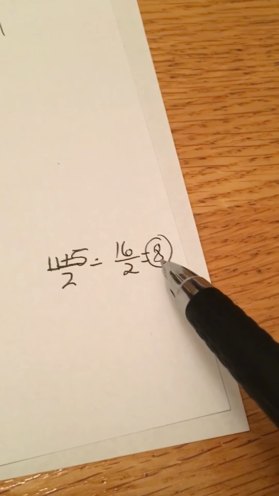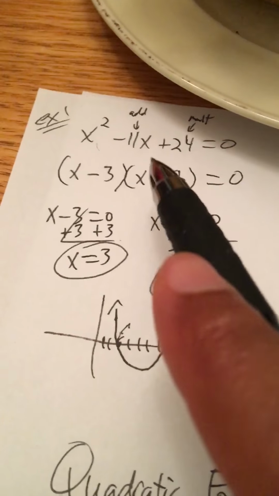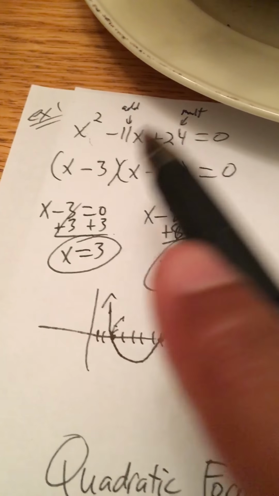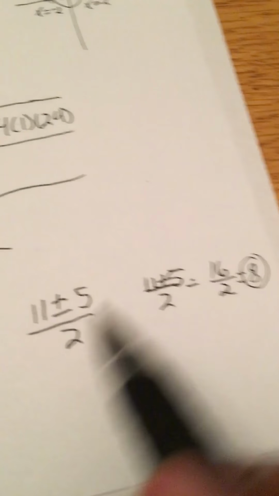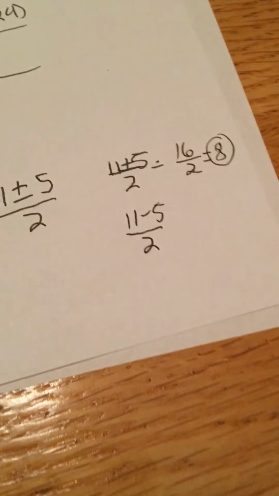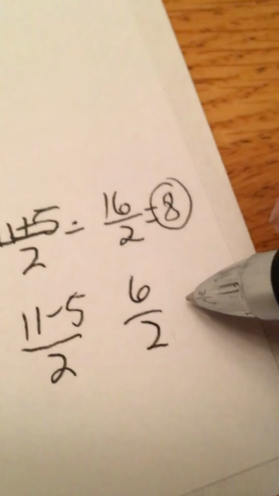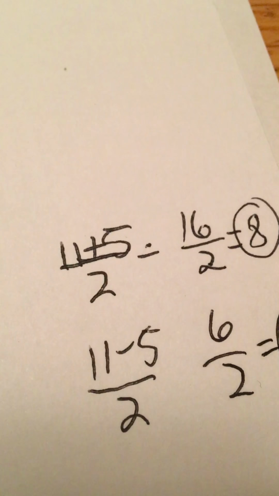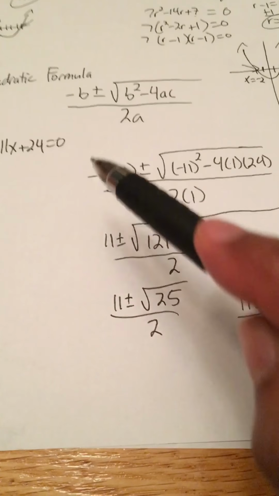Circle it. 8 is a solution that we got when we factored it. Now see how much easier it is to factor it when you know you can factor it. That's why if I can factor it, I usually do. But this still works. Just take some time. And don't forget, this also says 11 minus 5 over 2. So I'm going to do it again. I'm going to do 11, but this time I'm going to subtract the 5 over 2. And 11 minus 5, last time I checked, was 6. And 6 over 2 is 3. So check it out: 8 and 3 are the solutions. The quadratic formula did work.